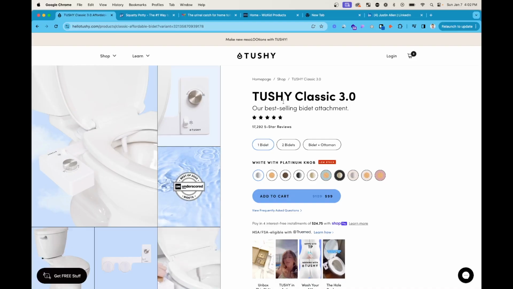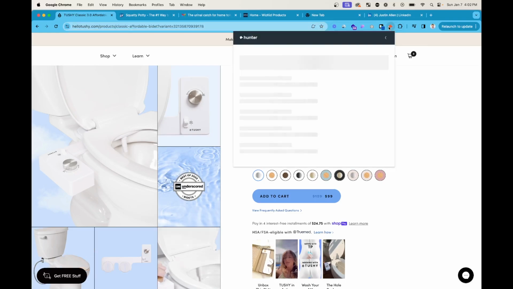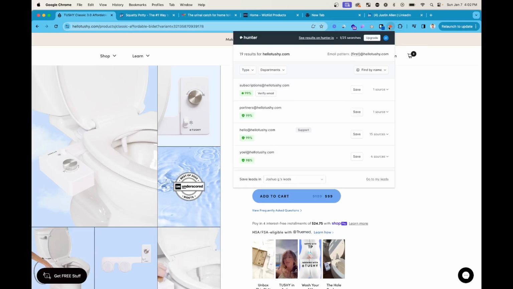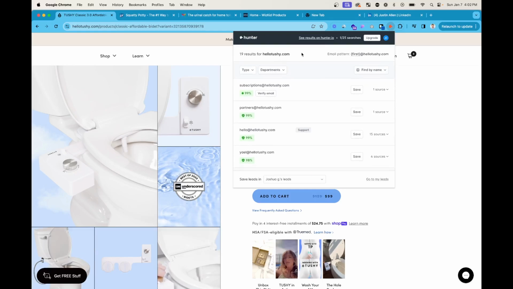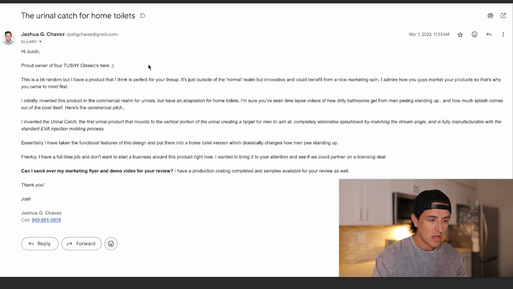So part of that, going to their website. So I know their domain is hellotushy.com. I use a plugin over the years that I've just grown to know and like, which is Hunter. So hunter.io is the website, but I know that their kind of standard email format is, you can see here, email pattern is first name at hellotushy.com. So just going off of that, I emailed Justin at hellotushy.com, and this was actually my first cold email.